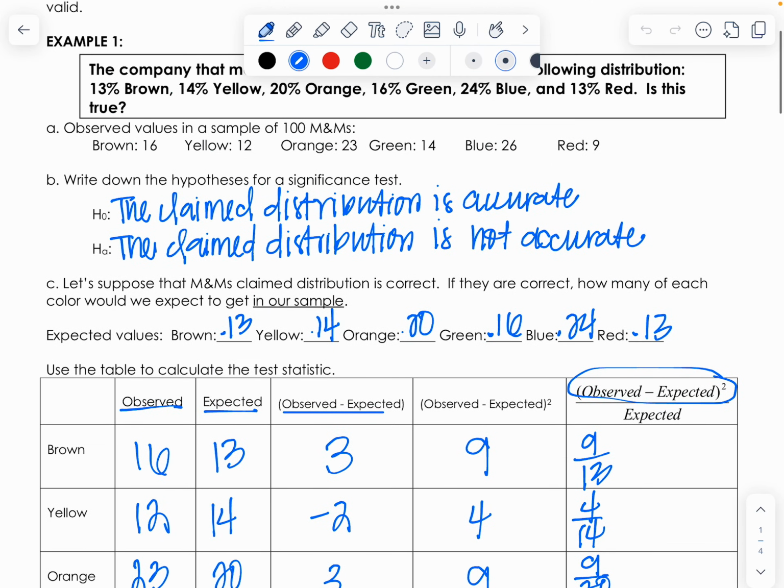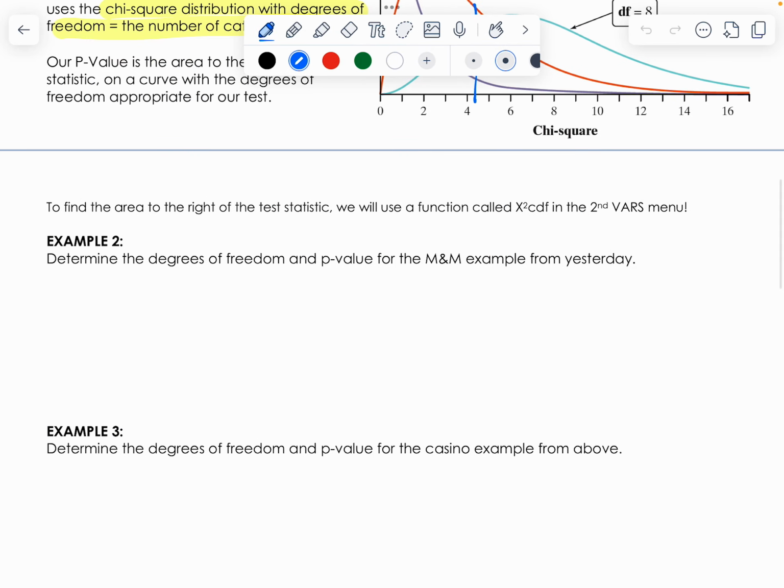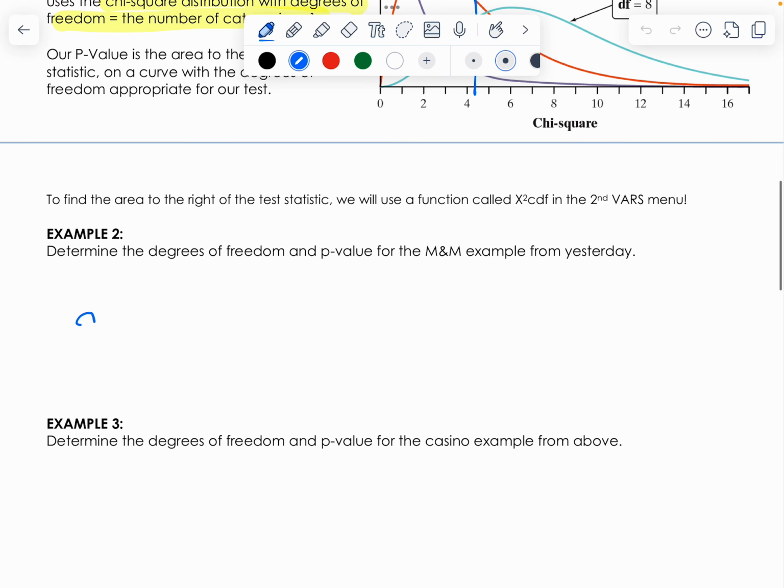Right here we have 1, 2, 3, 4, 5, 6 colors. So we would have 6 minus 1, so 5 degrees of freedom. And then we would use chi-squared CDF to find our p-value.